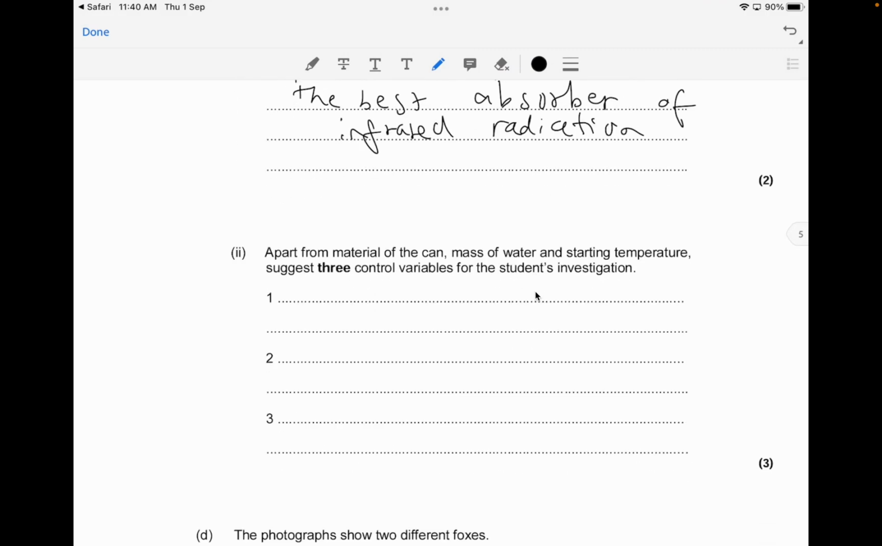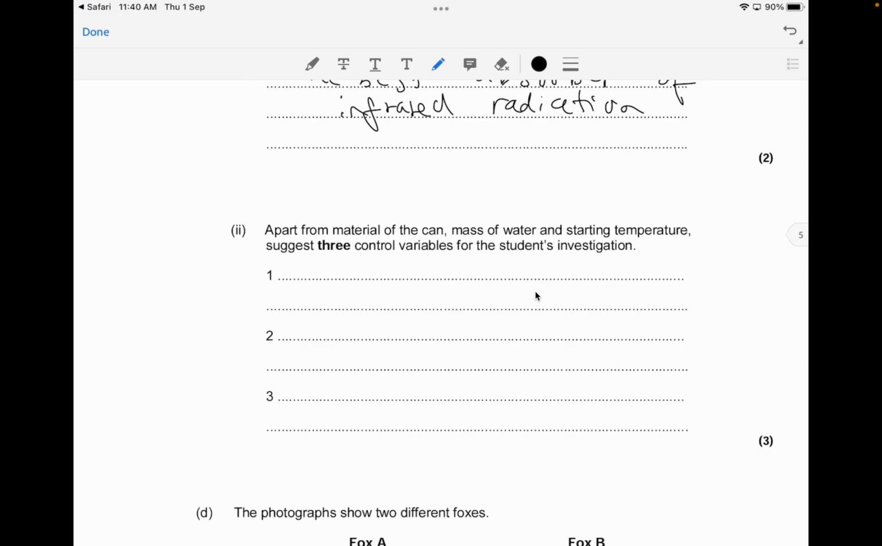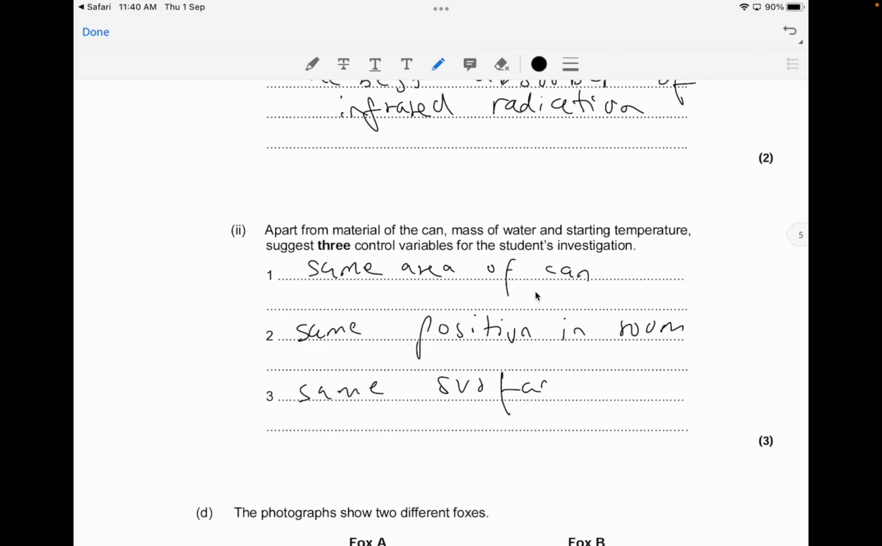Now the next question is, apart from the material of the can, mass of the water, and starting temperature, give 3 control variables. So 3 control variables could be the shape of the can. So you have to have the same shape of the can, or let's say the same area of can. You're going to say the same position in the room. You can mention that as well for this question. Or maybe the same surrounding temperature should be the same for all the cans, or you could say that there should be the same surface underneath the cans.